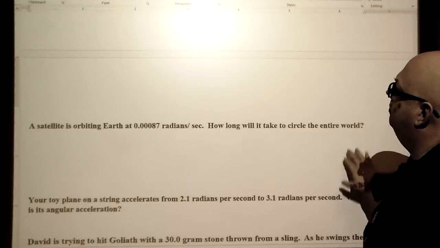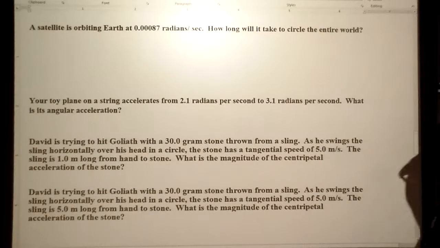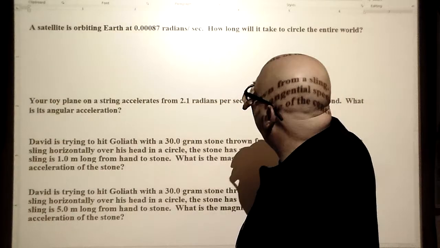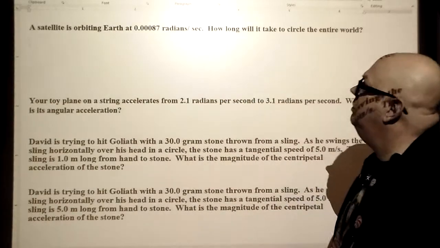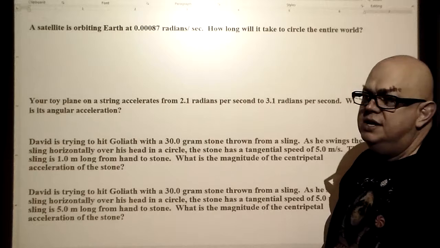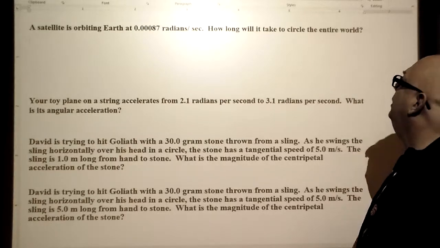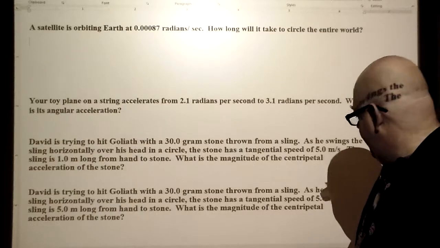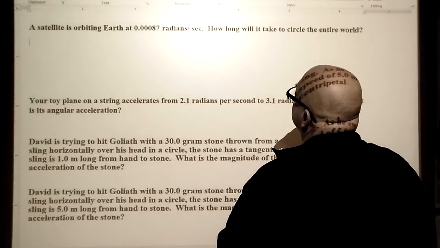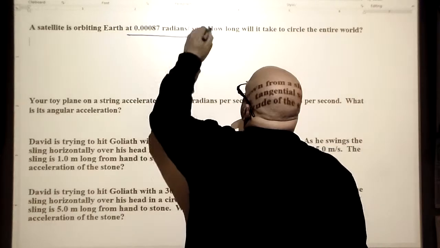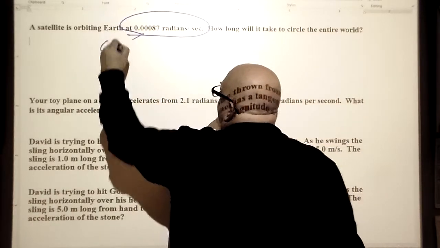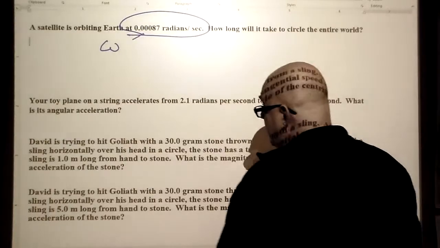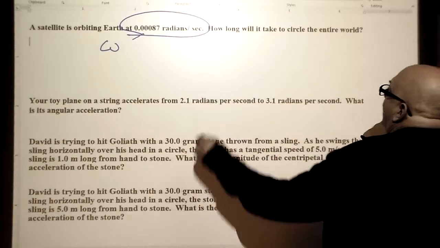Okay, let us move on here. Oops, there we go. So, our next problem here, we have a satellite is orbiting the Earth at 0.00087 radians per second. How long will it take to circle the entire world? Okay, let's see some things here. So this, guys, this is our angular speed. Okay, it's a very slow angular speed, but it is an angular speed nonetheless.